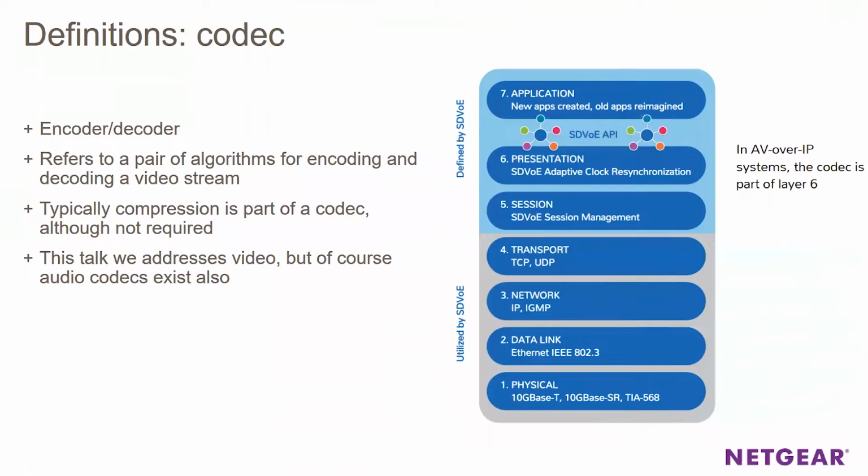And compression usually brings a lot of latency. If you look at this OSI model, usually the codec is at layer 6. That's the presentation. That's how the application is happening.